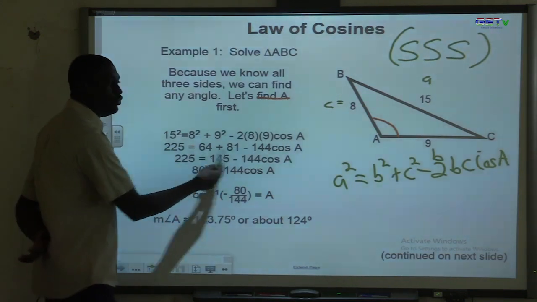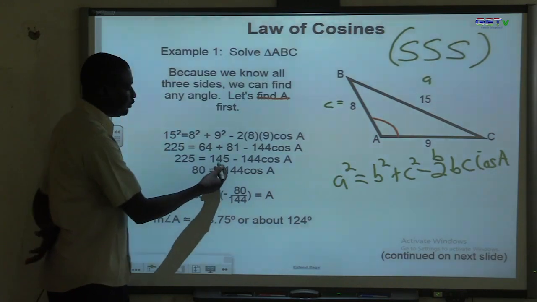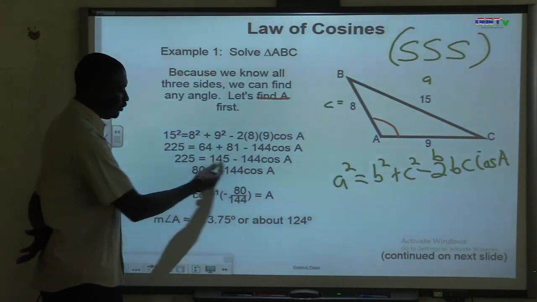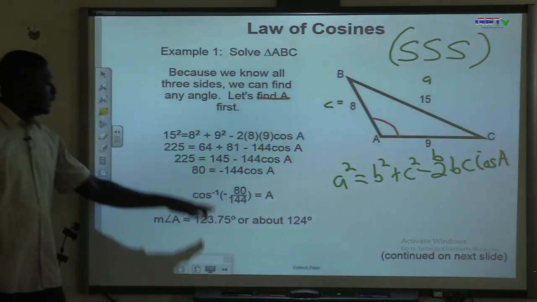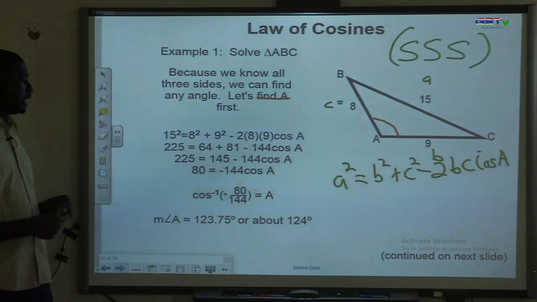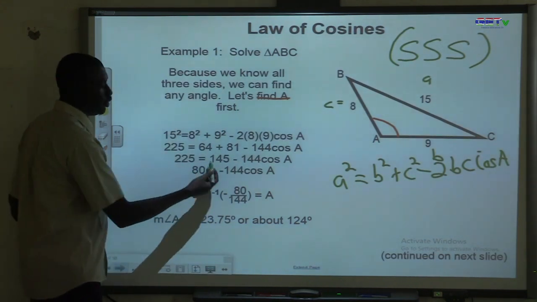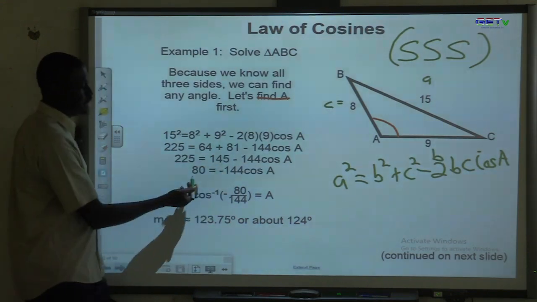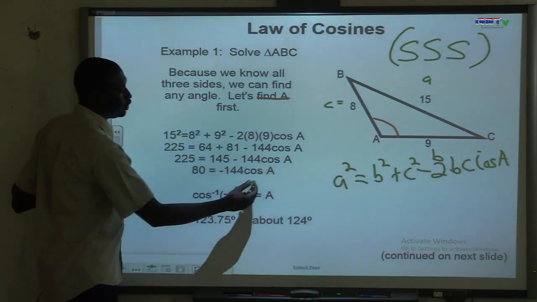If I add these two values together, 64 plus 81, that will give us what? 145. 145 minus 144 cos A. This 145, you transpose it to the left-hand side. So in other words, it will be 225 minus 145, and that will give us 80. 80 is equal to minus negative 144 cos A.